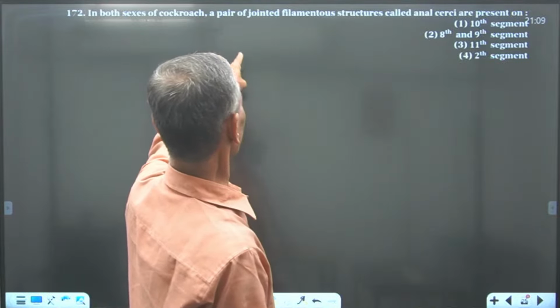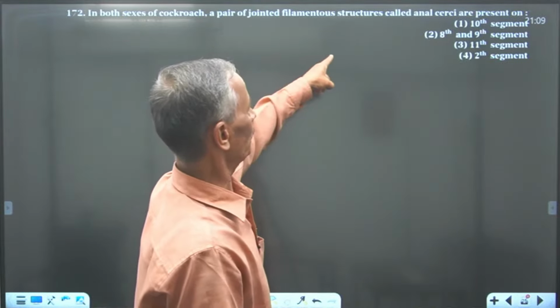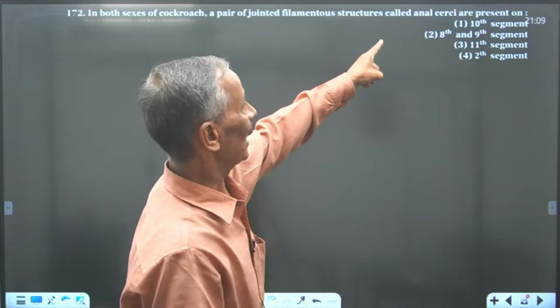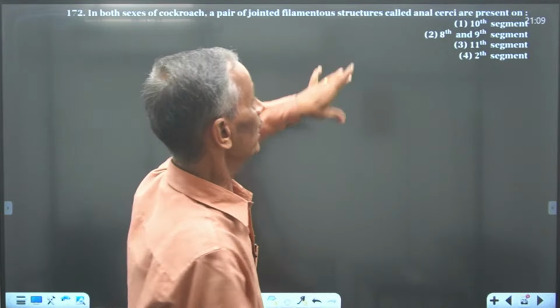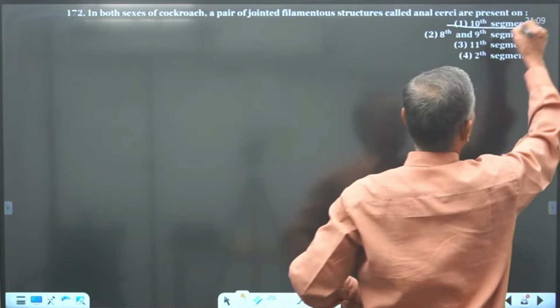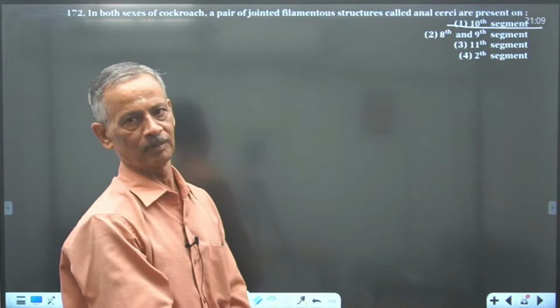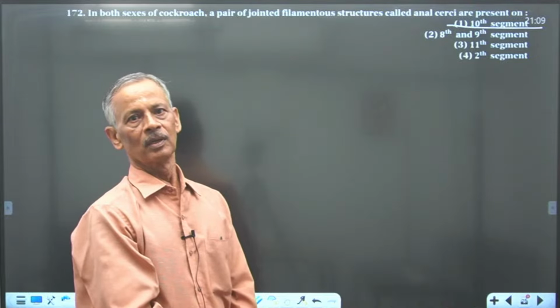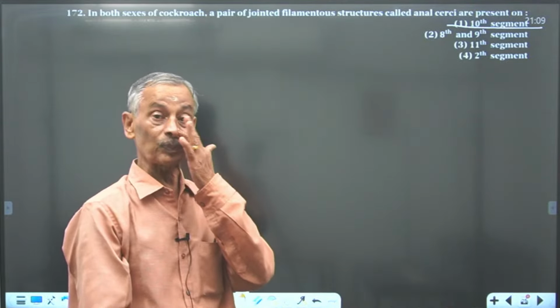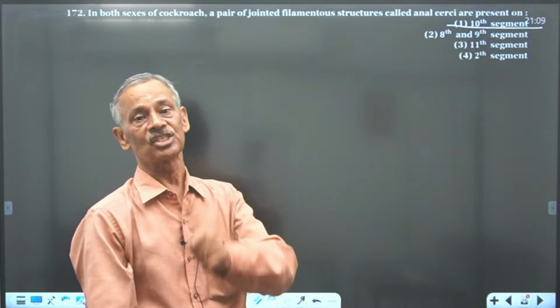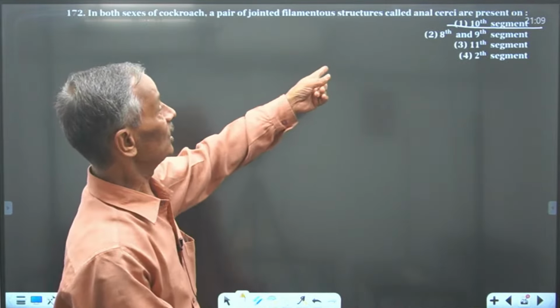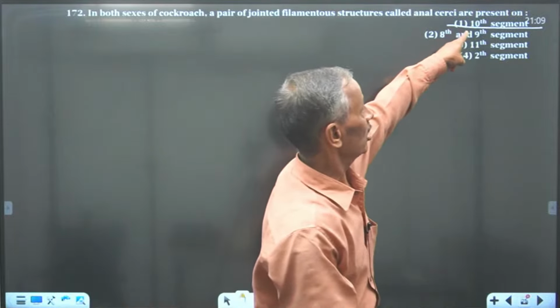In both sexes of cockroach, a pair of jointed filament structures called anal cerci. Remember, it is a sensory organ. Arise from the 10th tergum, last segment, 10th tergum. Okay. Anal style is present only in males, arising from the 9th sternum. Cerci arise from the 10th tergum, last segment.